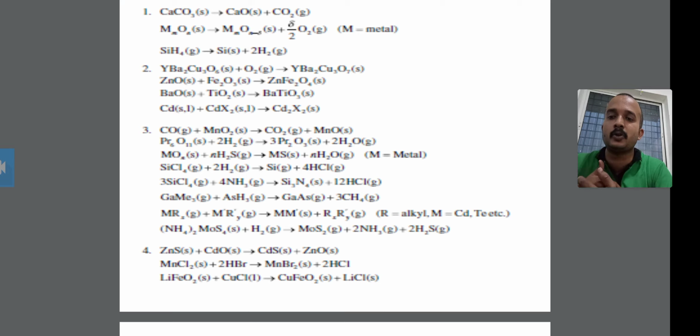The fourth reaction shows zinc sulfide solid plus cadmium oxide solid giving cadmium sulfide plus zinc oxide. This fourth reaction is the other exchange reaction. Another example is zinc solid plus CdO solid giving Cd solid plus zinc oxide solid. You have to exchange them.